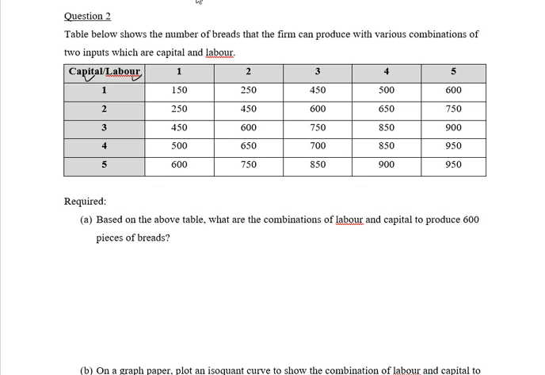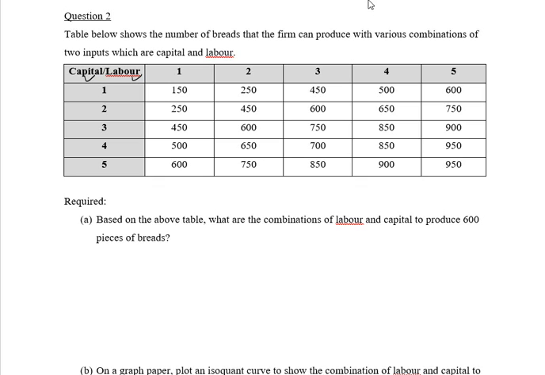Okay, so we can see here that the number of capital and labor is changing at different levels of production. Based on the above table for question A, what are the combinations of labor and capital to produce 600 pieces of bricks? So these figures on the table here are the productions of bricks.